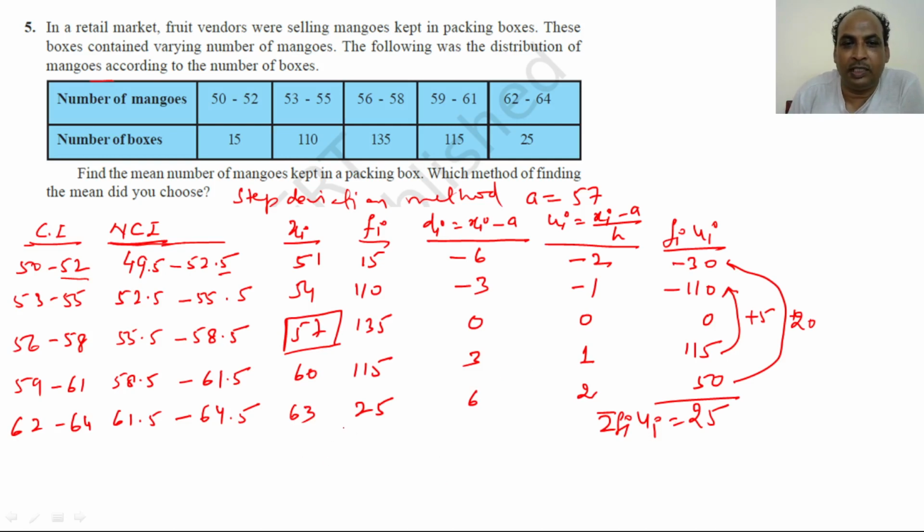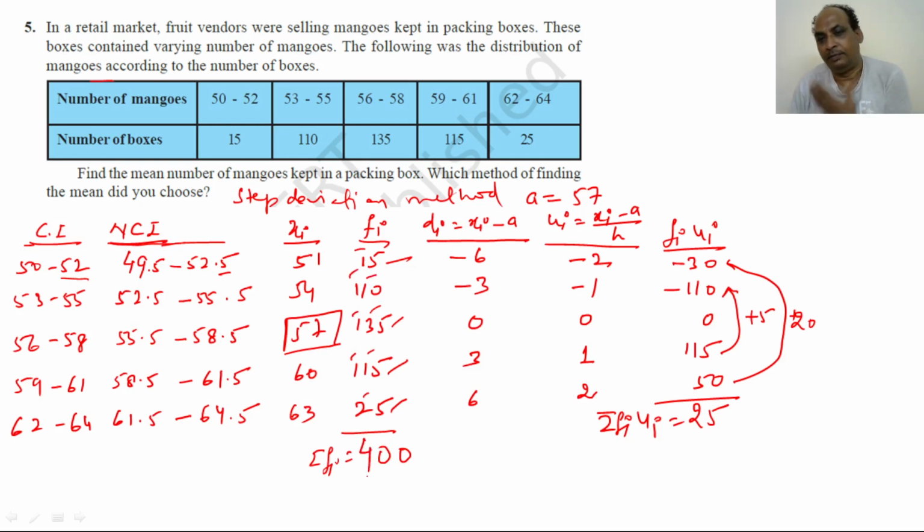And sigma fi. Let us find out sigma fi. So sigma fi is equal to, okay, 5, 10, 15, 20, 4, 5, 8, 9, 10, 2, 3, 4, 400. Okay, sigma fi is equal to 400.